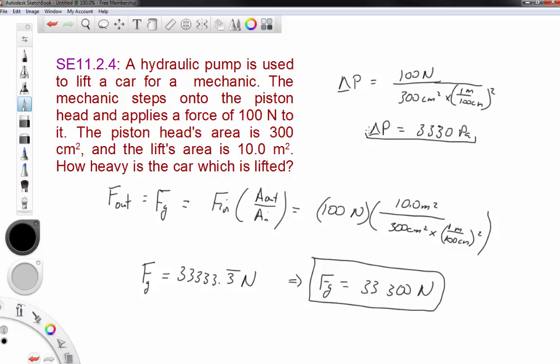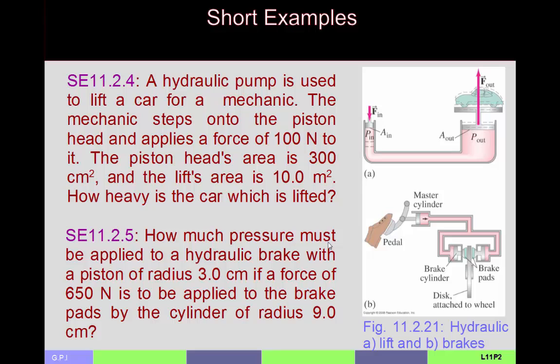Given that an atmosphere's pressure is 101,000 pascals, we're talking about 3% of an atmosphere, and that's only far less than a pound per square inch, for example.